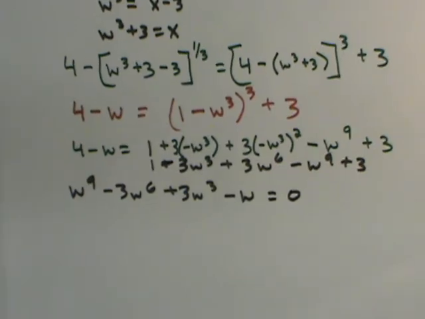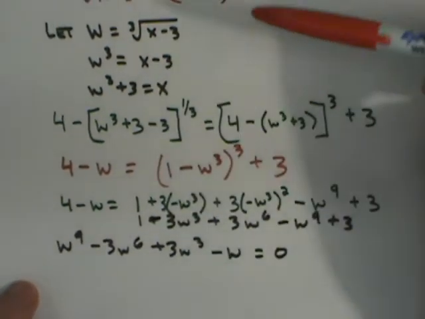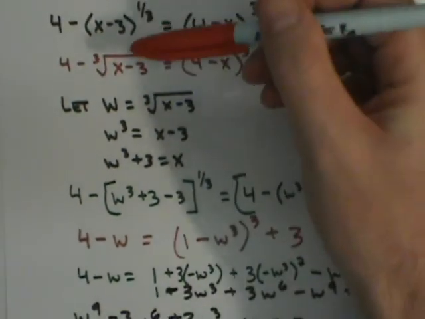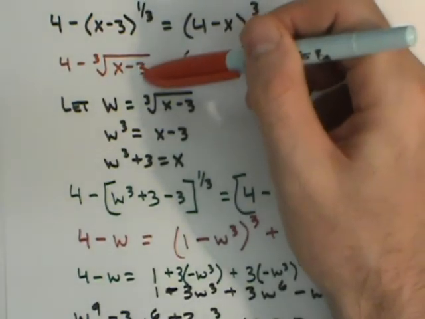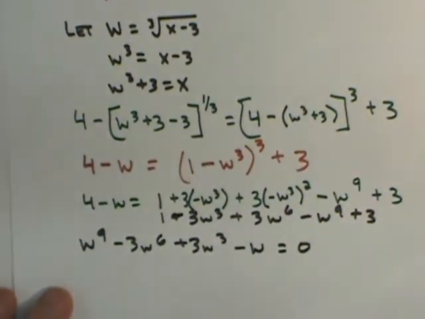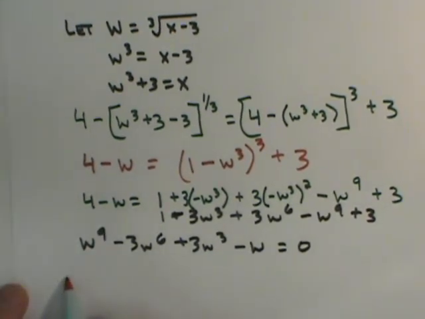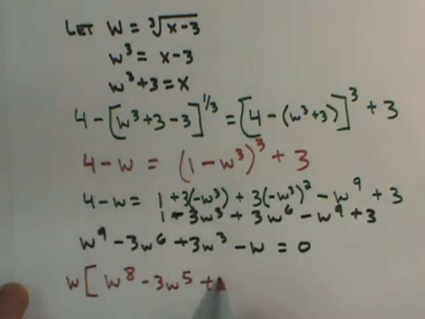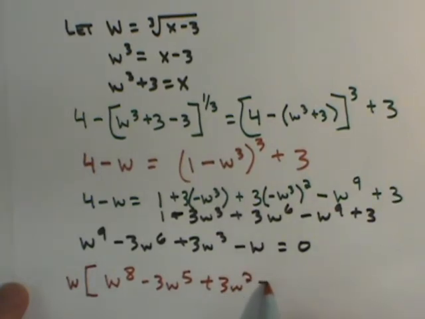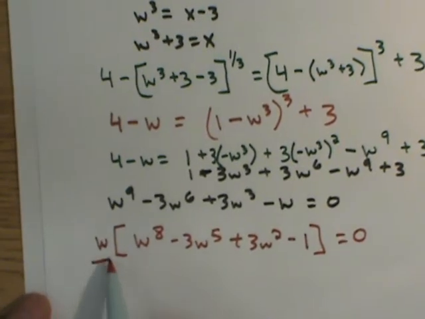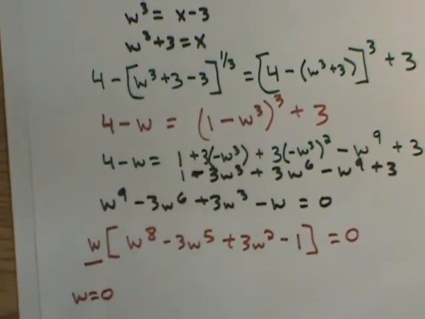My first step then, because just like we did before, when you do a substitution, I can find answers for w, but w was not part of the original problem. I'll have to go back and substitute that back in to this part right here. And so my next step, as I look at this, I recognize that I could pull a w out. I can go w times w to the 8th minus 3w to the 5th plus 3w squared minus 1 equals 0. Case 1, w is 0, so I just found an answer.